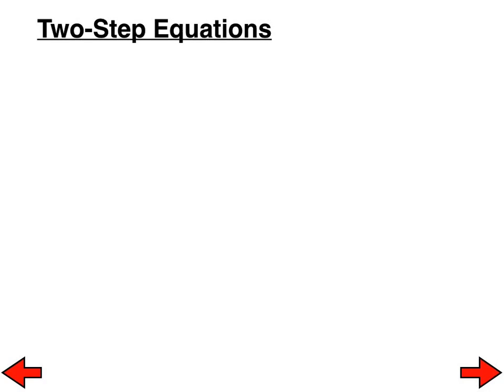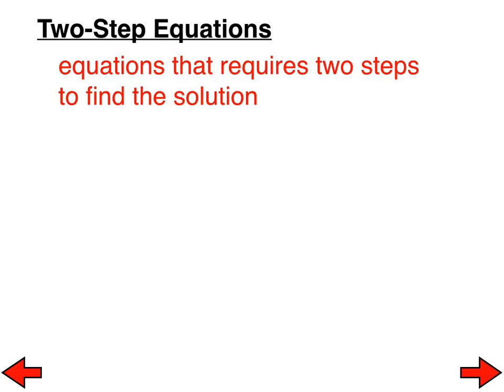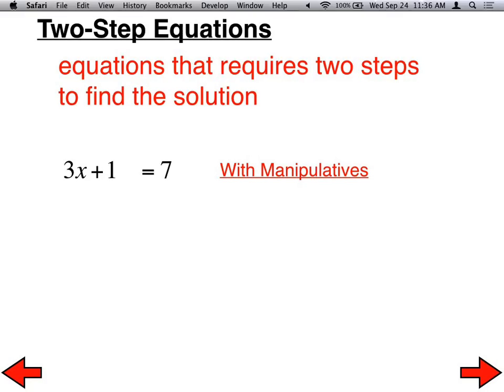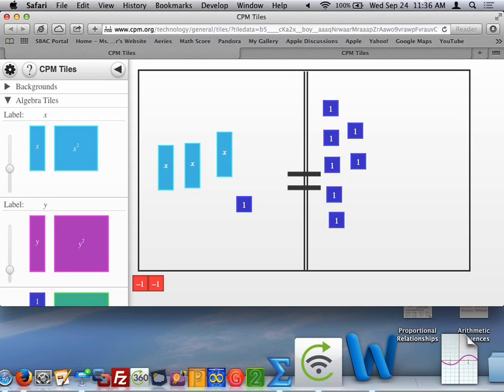Okay, two-step equations. These are equations that require two steps to find the solution. So we're going to deal with these in two different ways. We're going to start with manipulatives and then we'll go from there. So here's a picture that is represented by that equation. And once again, that equation that you guys have in your notes is 3x plus 1 is equal to 7.